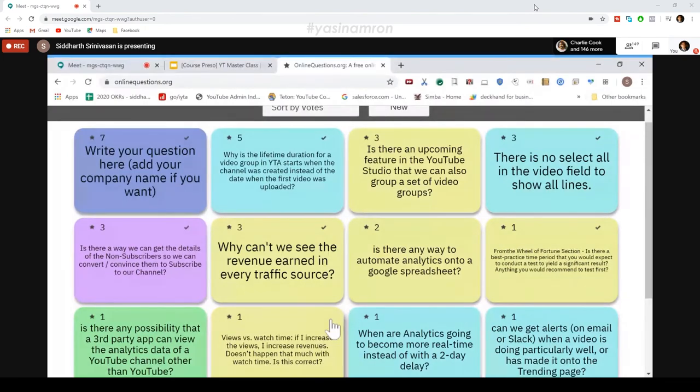Is there an upcoming feature, group of groups? I don't think so. And I don't think that's going to happen.